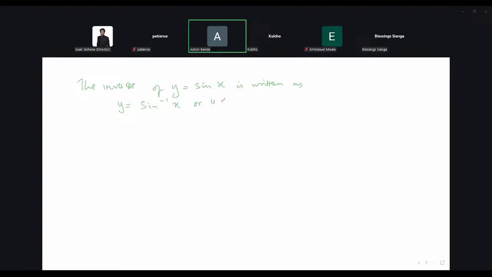So we can also write this as y is equal to arcsine of x. So this is what we would denote the inverse to be, and that's how we are going to define it. So in other words, we are saying the following, that y is equal to the inverse sine of x if and only if x is equal to sine y. Okay.